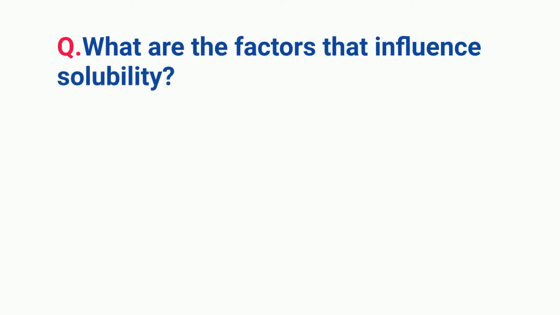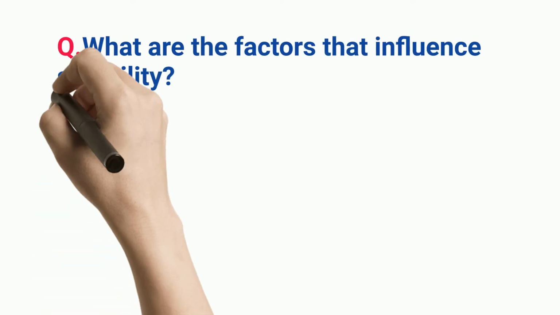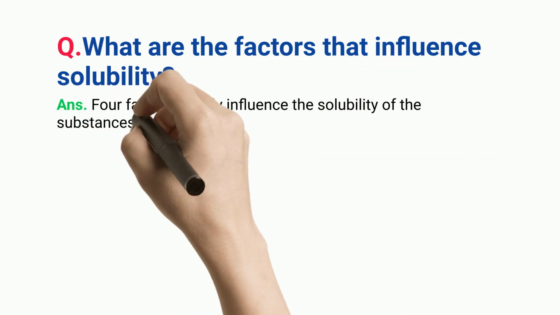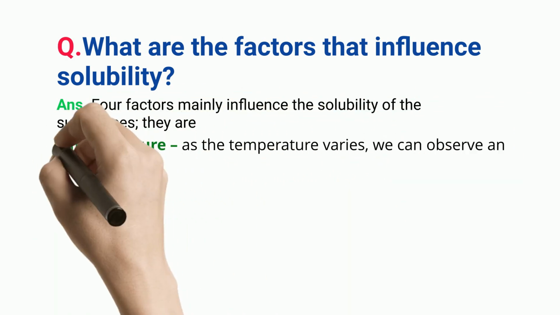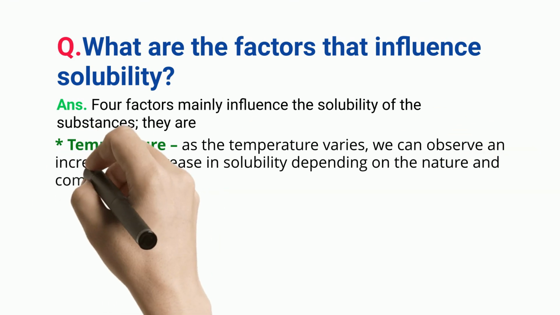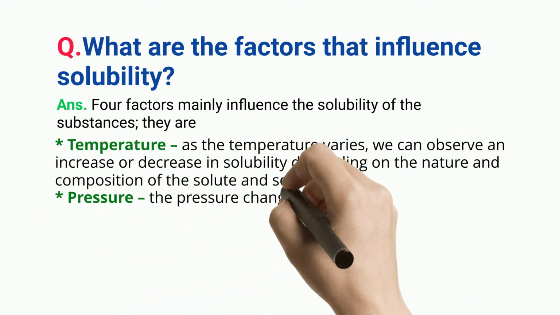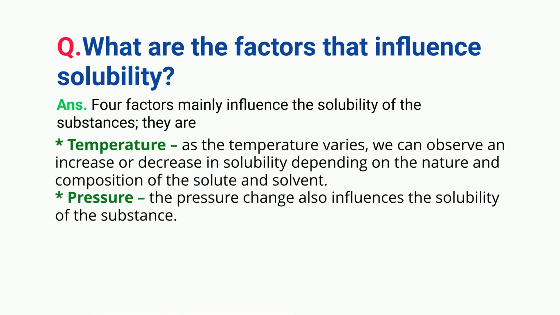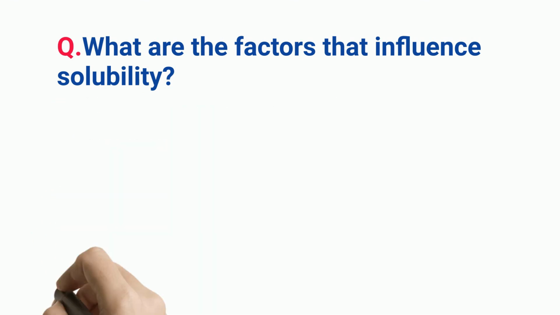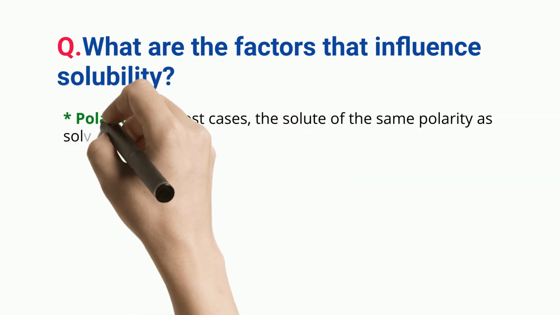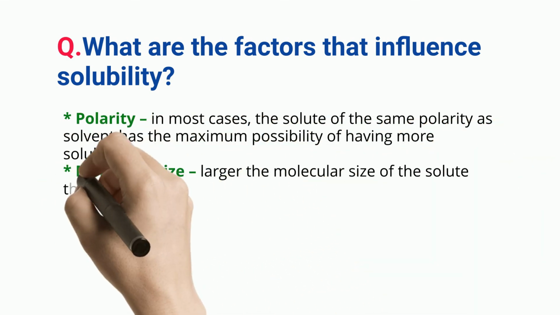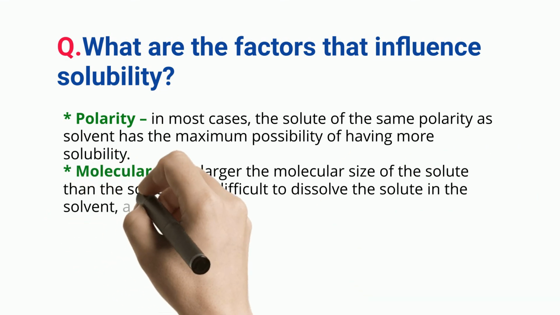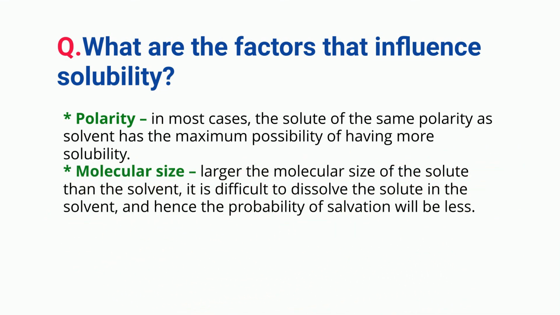What are the factors that influence solubility? Four factors mainly influence the solubility of substances. They are temperature: as the temperature varies, we can observe an increase or decrease in solubility depending on the nature and composition of the solute and solvent. Pressure: the pressure change also influences the solubility of the substance. Polarity: in most cases, a solute of the same polarity as the solvent has the maximum possibility of having more solubility. Molecular size: the larger the molecular size of the solute compared to the solvent, the more difficult it is to dissolve the solute in the solvent, and hence the probability of solvation will be less.